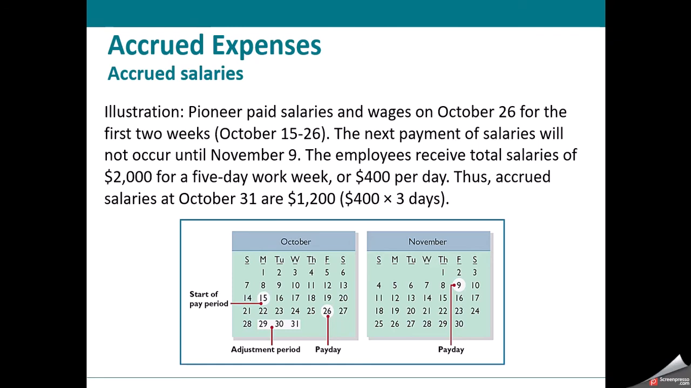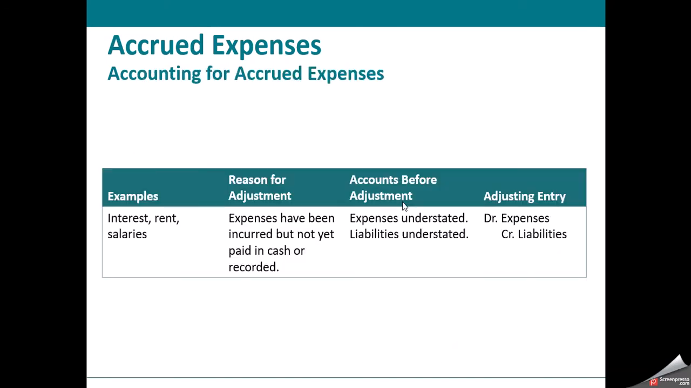Accrued wages, you got to kind of pay attention to how many days are left in that month. So if it's telling you that they're paid on the 26th, and they're paid for a 5-day work week of $2,000 or $400 a day, then we look down here and say, okay, well, there's 3 days left in October that are not going to get paid till November. So we need to accrue these 3 days. So if it's $400 a day, we're going to multiply that by 3, and we're going to record that to payroll expense.